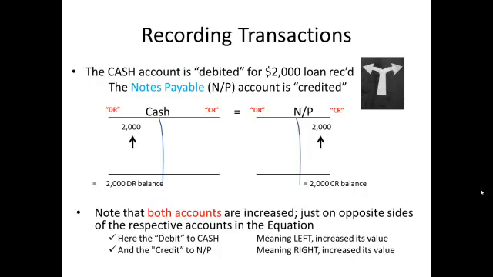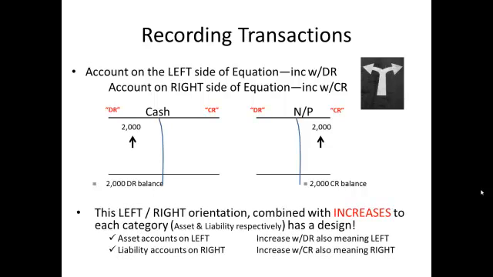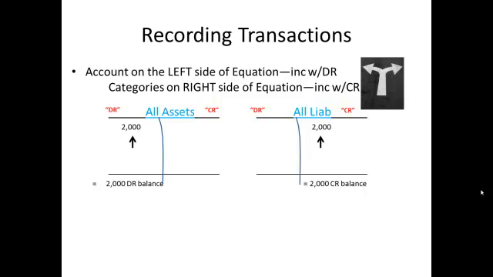As noted, the accounts are simply on opposite sides of the respective sides of the equation. So here the debit to cash, meaning left, increased its value. And the credit notes payable, credit means right, increased its value. Any account on the left side of the equation increases with debits. And accounts on the right side of the equation increase with credits. I should say the categories on the right-hand side increase with credits. This left-right orientation combined with increases to each category, asset and liability respectively, has a design. Asset accounts on the left increase with debits, also meaning left. Liability accounts on the right increase with credits, also meaning right. To generalize that, all assets on the left-hand side of the equation will increase on the debit side, the left side. All liabilities on the right side of the equation will increase on the credit side, the right side.